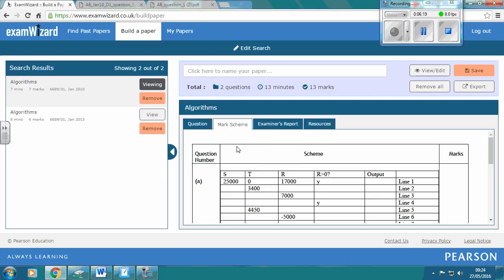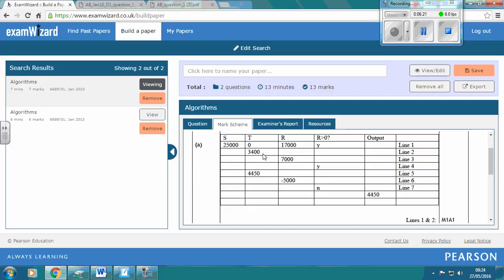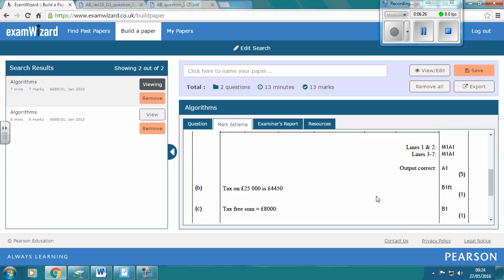Mark scheme. So yeah, minus 5,000, 4,450, 4,450, and 8,000.